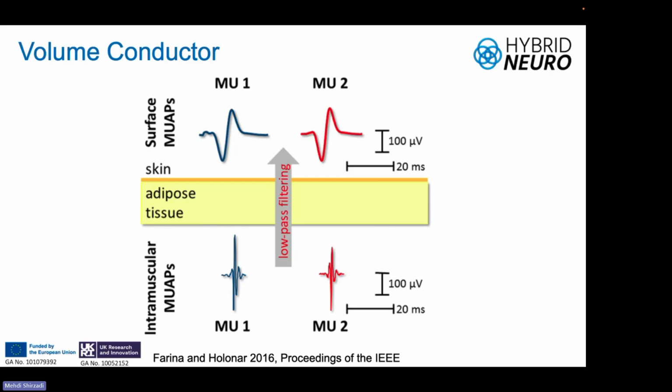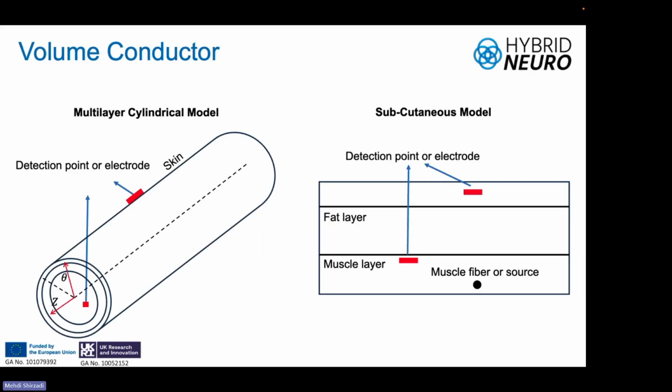You can also see that the time support increases as well. They are very short spikes in intramuscular, but they are wider on the surface, and all of this is the effect of the filtering and the volume conductor. Of course, in the literature, they model these things as well. You have this multi-layer volume conductor, where, based on the location of your electrode, you need to simulate different paths for the motor unit action potential, for example, from a specific fiber to your electrode of interest.